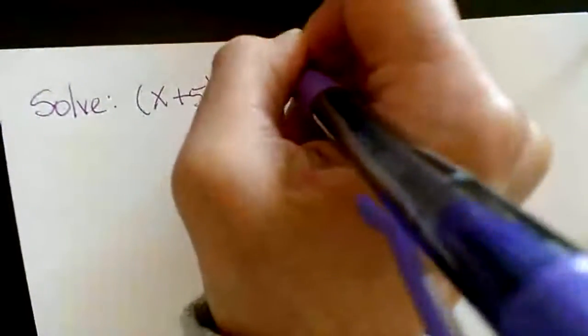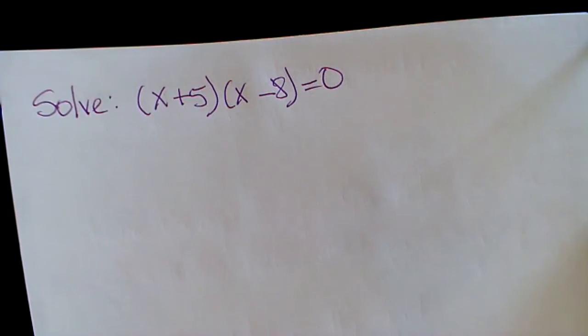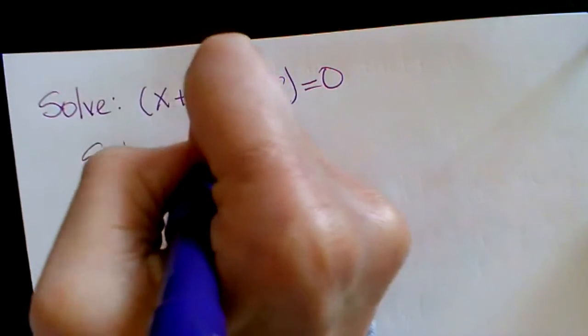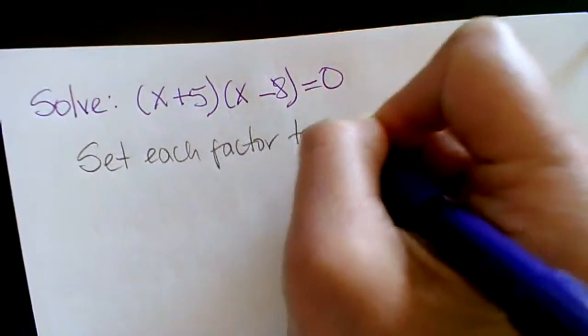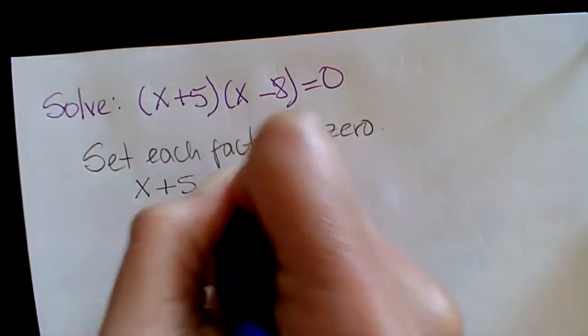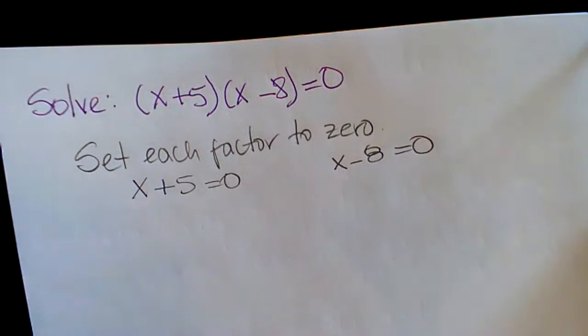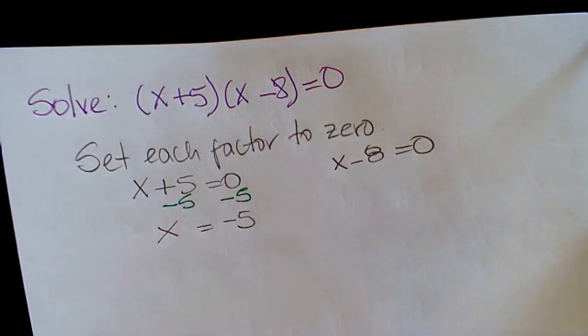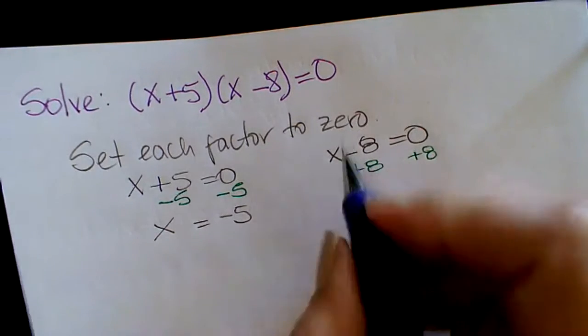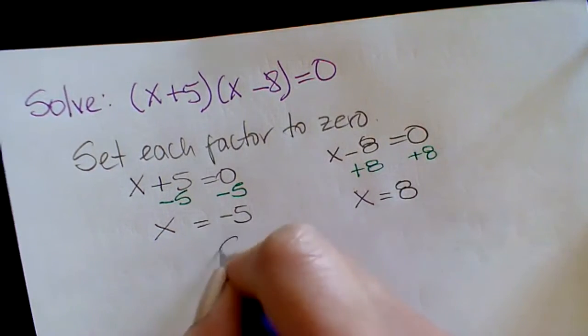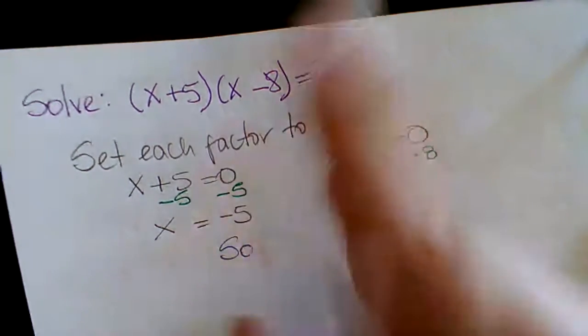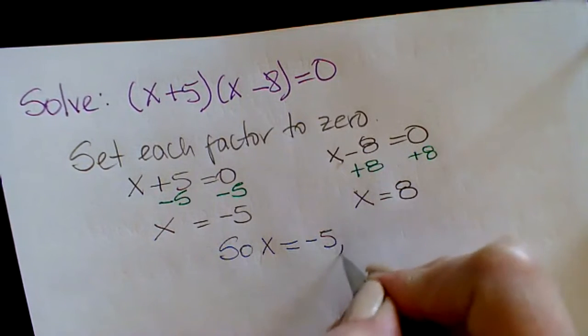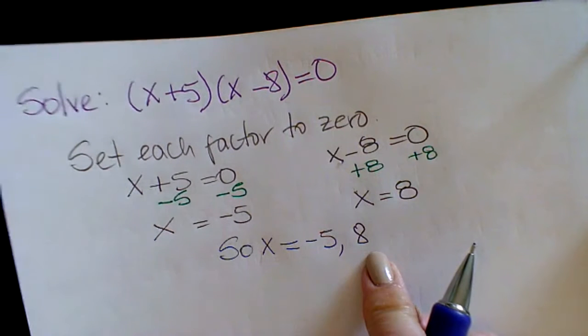Let's do another exercise. This one says solve x plus 5 times x minus 8 equals 0. So again, we're going to set each factor to 0. We're going to say that x plus 5 is equal to 0 and x minus 8 is equal to 0. Making that 0, we have x equals negative 5. Making that 0, this is going to be x equal to 8. So my answer is going to be x equal to negative 5 and 8.